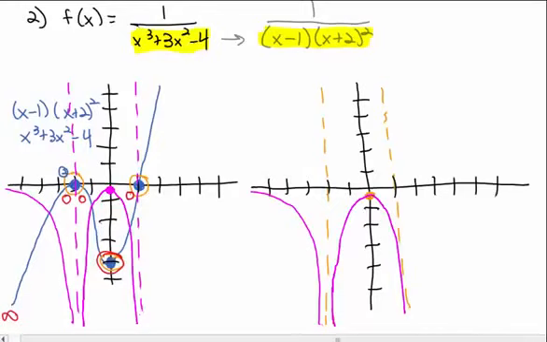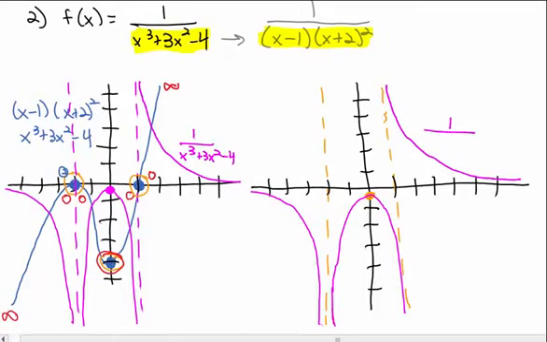On the right side, the right side is now positive above the x-axis, so we're going to be positive above the x-axis also. It starts at 0 and just goes off to infinity. So we're going to do the opposite. We're going to start at infinity and go down to 0. We've now graphed the reciprocal 1 over x cubed plus 3x squared minus 4 on our graphs.